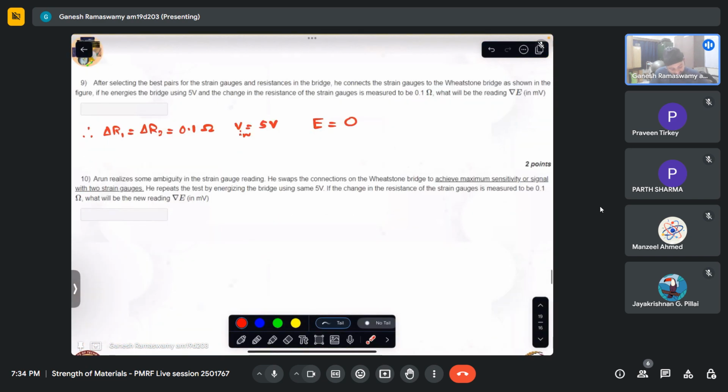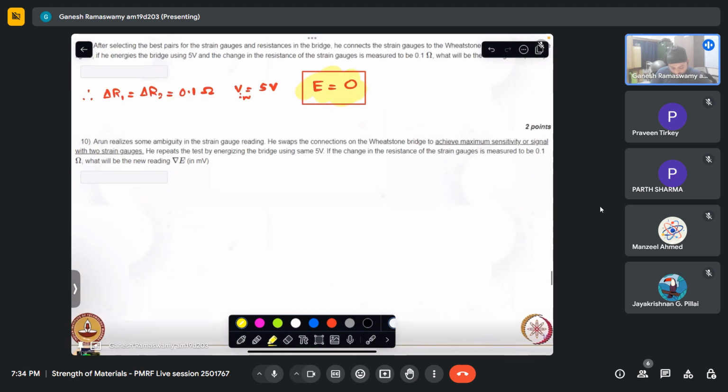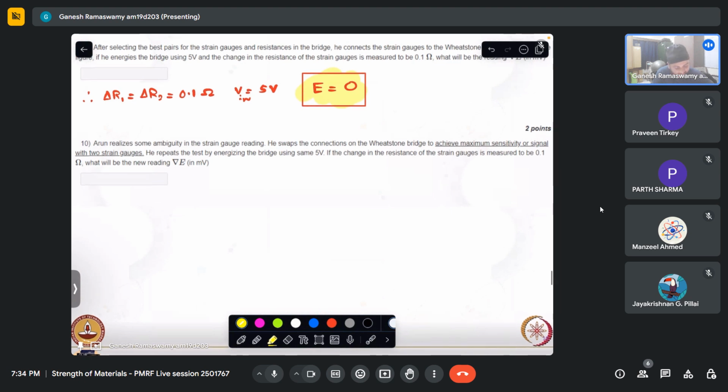Then he woke up. He realized that after some ambiguity in the strain measurement, he swapped the connection of the Wheatstone bridge to achieve maximum sensitivity with two strain gauges. When will we get maximum sensitivity with two gauges?